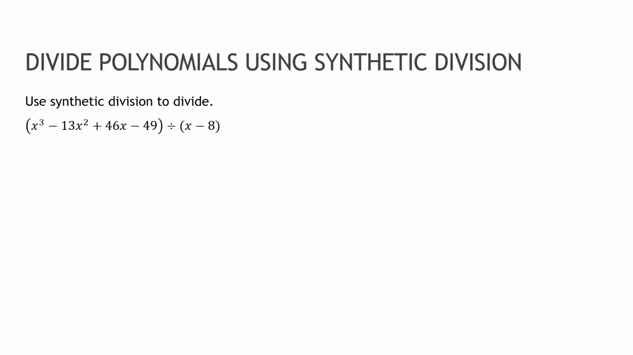So let's take a look at how to divide with synthetic division. What I would point out to you is that I'm only going to use synthetic division when I have a 1 in front of my x. And essentially what we're going to do is focus on the coefficients, that is the numbers in front of x cubed, x squared, x, etc. I'm simply going to list them in a row. So I'm going to start with positive 1, then negative 13, then positive 46, then negative 49. I'm going to leave one row of space beneath it.